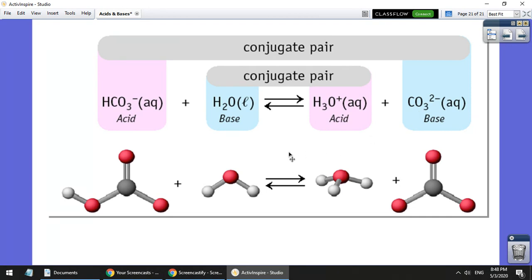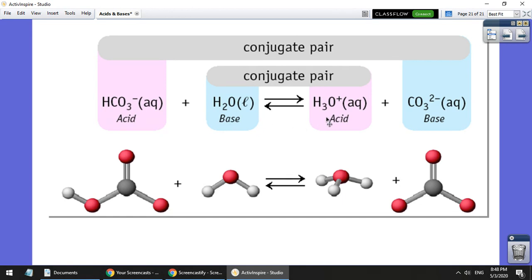Okay, so key idea. Going from left to right, HCO3 minus gives up its H, which makes it an acid. But once it becomes CO3 2 minus, it's now capable of accepting that H back, which makes CO3 2 minus a base. So we can see that HCO3 minus and CO3 2 minus are connected. They form what we call a conjugate acid and base pair because they're two substances related by the loss or gain of an H plus ion, a hydrogen ion.